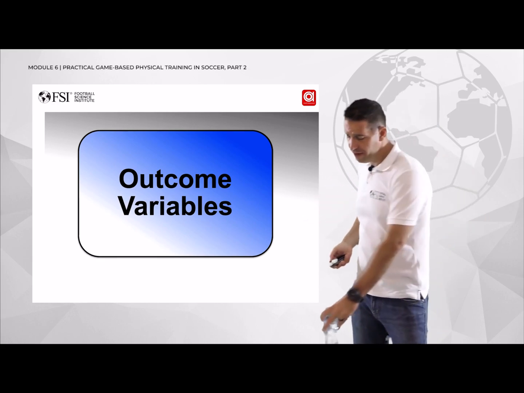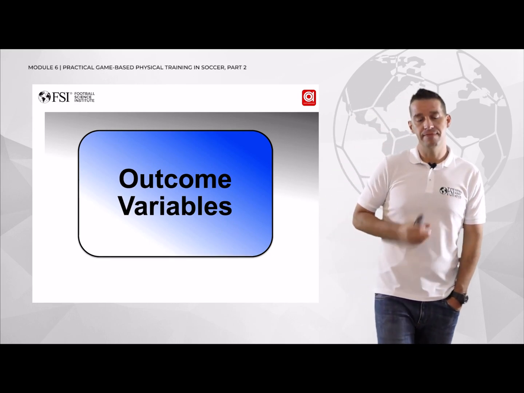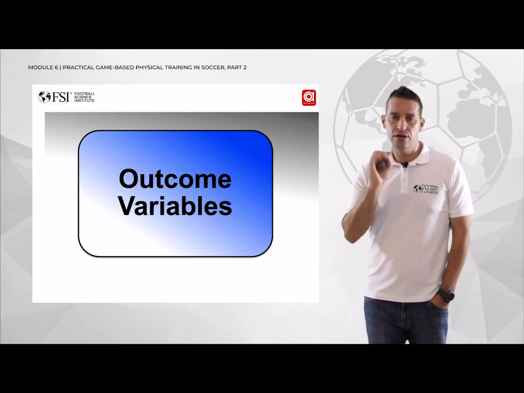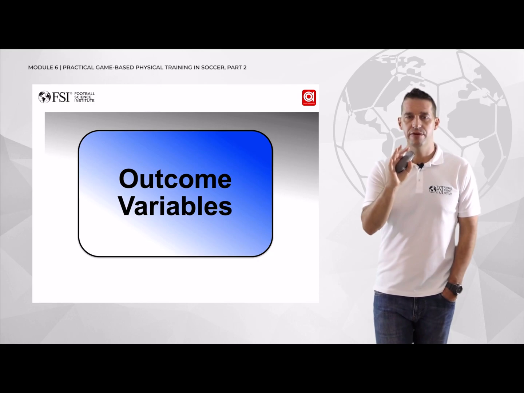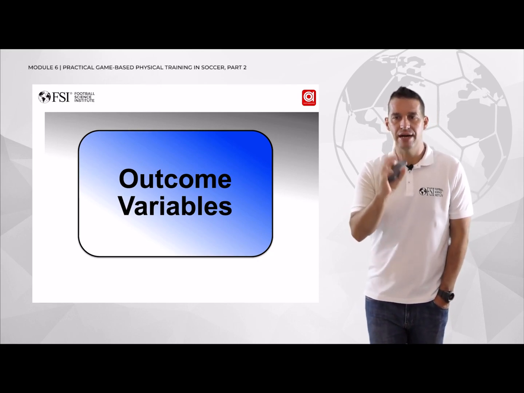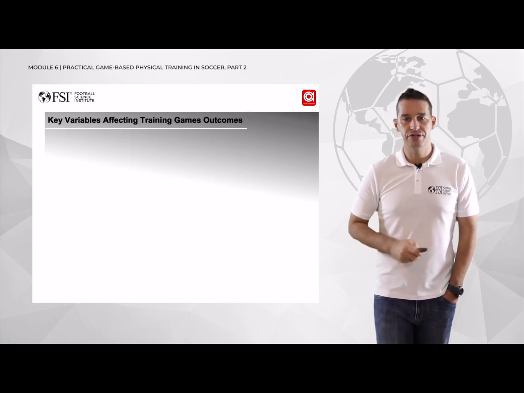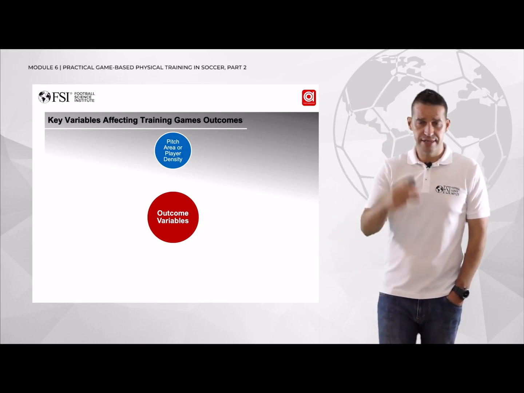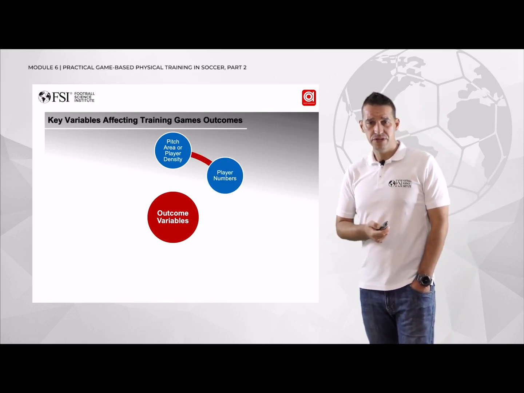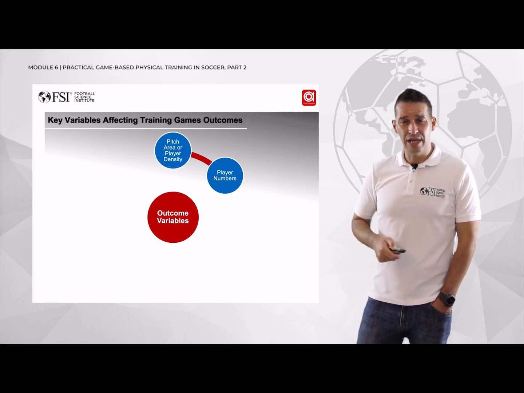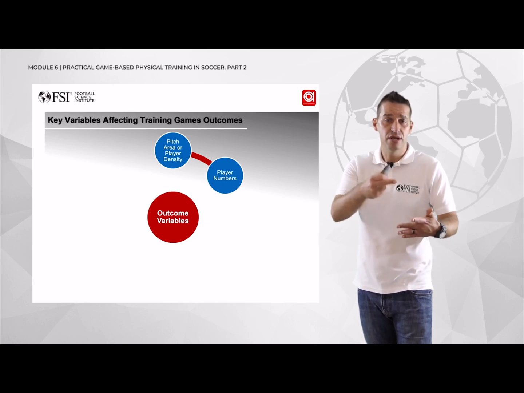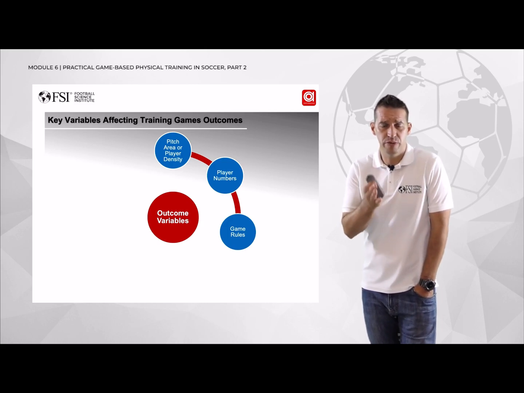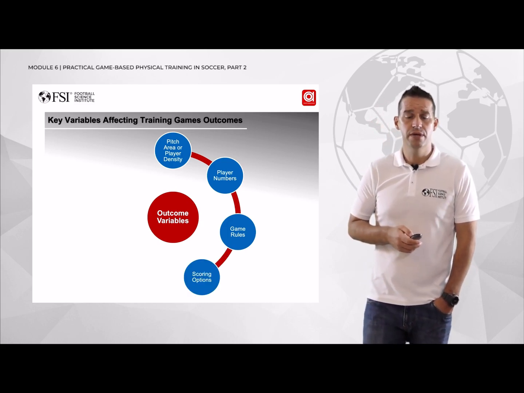Okay, so we're going to flip onto the outcome variables. These are well reported within the literature, but when we start to finally look in and really detail it, we know we can influence our training outcomes, our game-related outcomes, through the manipulation of some of these key variables. So what are the outcome variables? Pitch area or player density, that we've touched on a little bit there. Player numbers, how we can influence that. We've sort of done that as well by looking at the intensive, the transitional and the extensive games. Game rules, manipulation of rules, changes within the games, how does that affect the outcome?